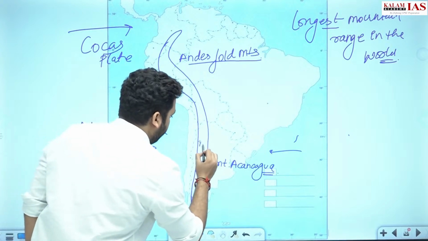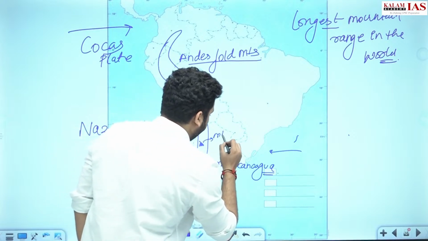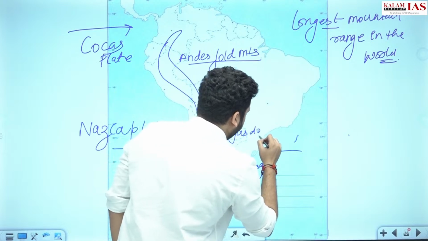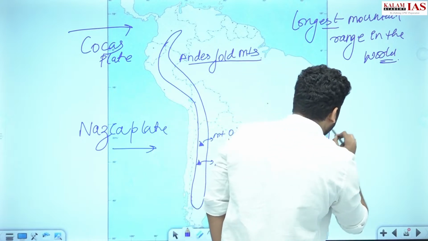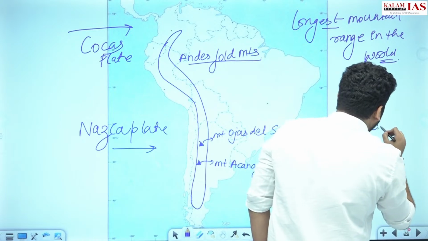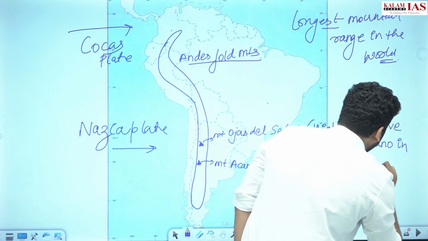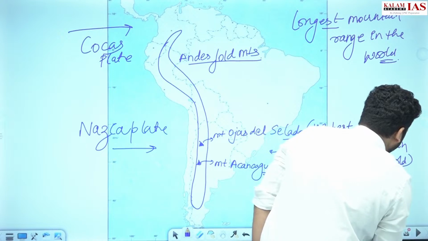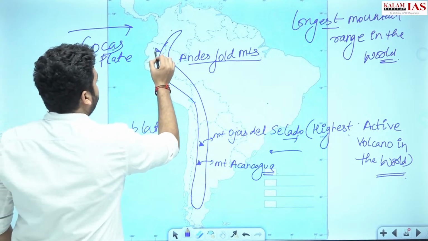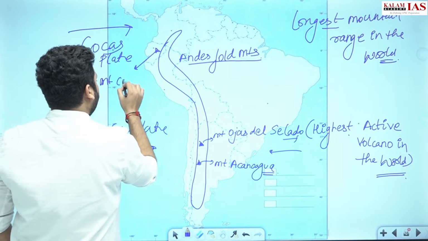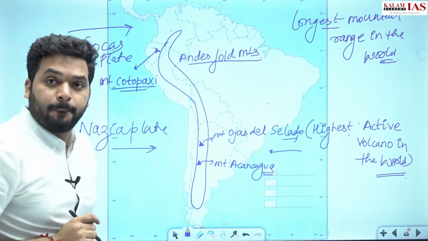Then we have, on the Chile and Argentina border, Mount Ojos del Salado, the highest active volcano in the world. In Ecuador, we have Mount Cotopaxi.